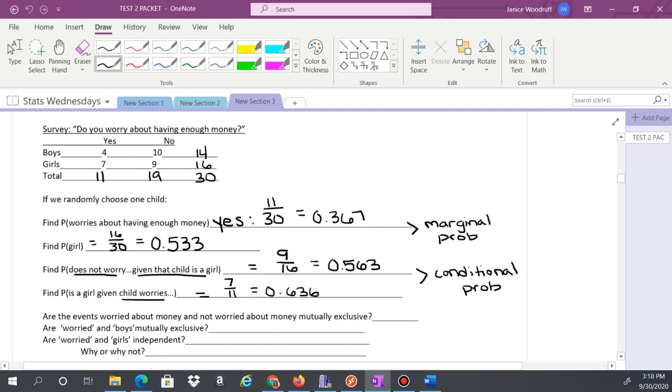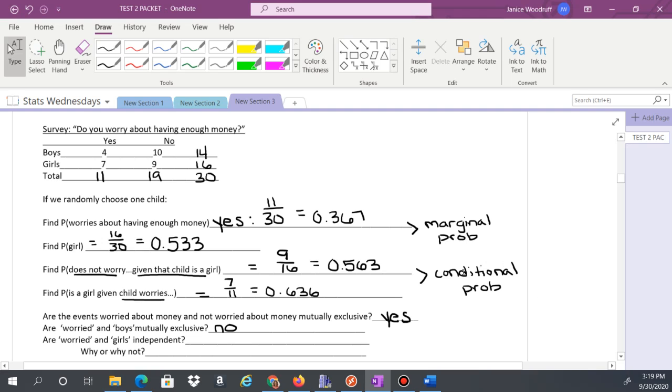So when we say, are they mutually exclusive, can they happen at the same time? Can you be worried and not worried at the same time? Okay, in the survey, no, you had to say yes or no. So if the answer is no, they cannot happen at the same time, then the answer is yes, they are mutually exclusive. Okay, so you have to remember that little trick there. They're kind of opposite. Are worried and boys mutually exclusive? So can you be worried and be a boy at the same time? Yes. So if the answer is yes, then no, they are not mutually exclusive.